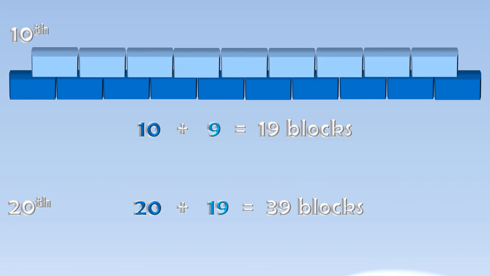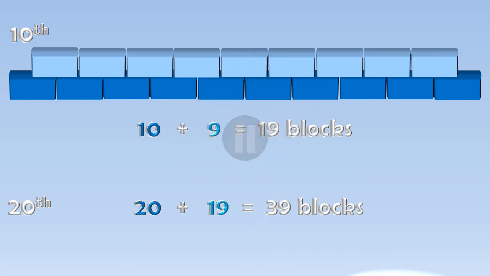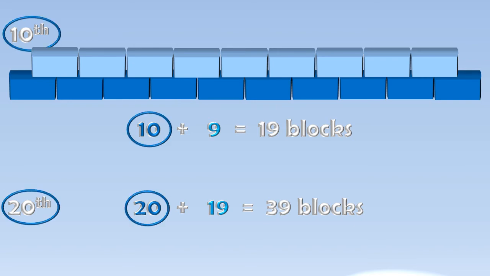So, how could we write this algebraically? Well, as the first number in each calculation is always the same as the position of the wall in the sequence, we could give it a name or a letter to represent this. Here, we'll give it the letter n to represent the number of the position of the wall in the sequence.